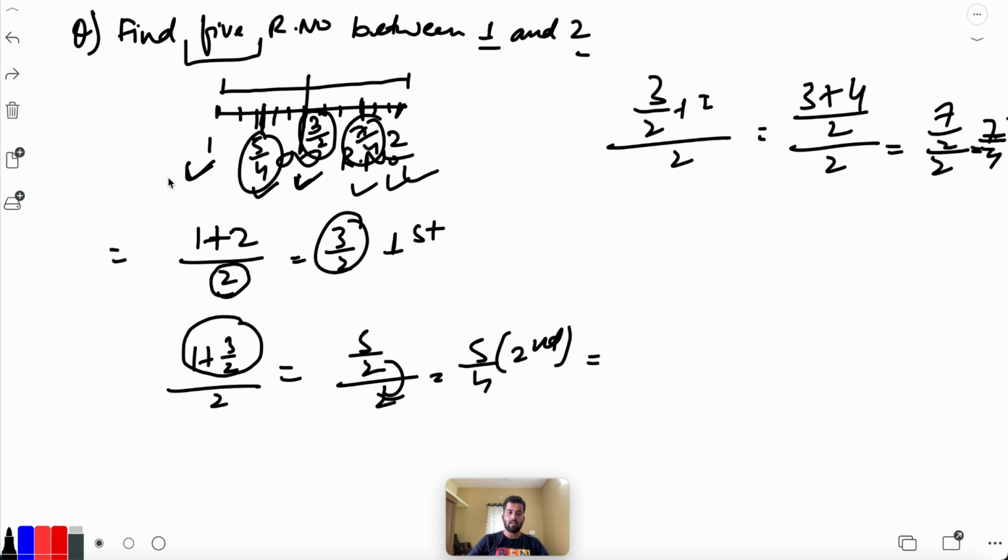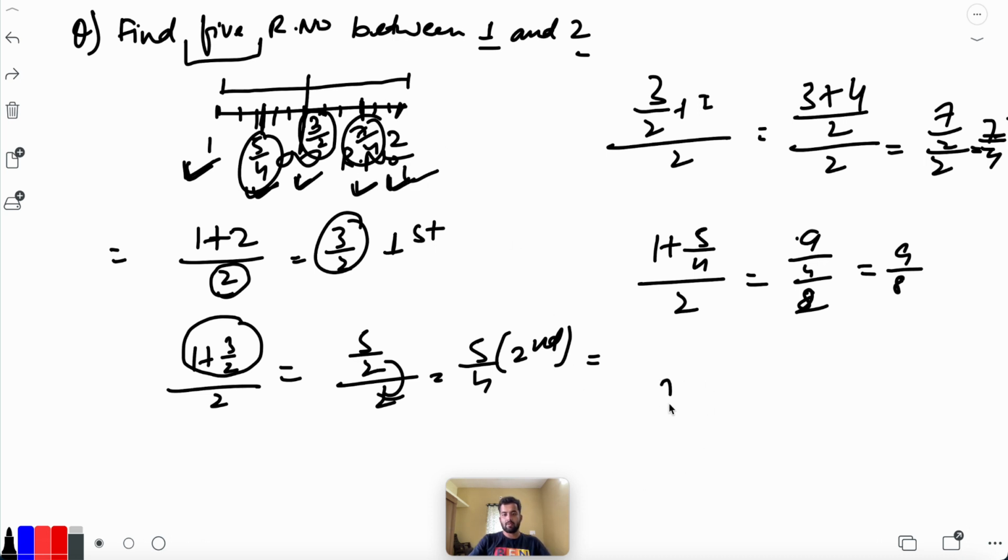Third one we got. Now take 1 and 5 by 4. You can take anything, I'm just taking randomly, okay? Now after taking, you will get 9 by 8. We got the fourth one. And now I will take 7 by 4 and 2. So 7 by 4 plus 2 by 2. Now this one will be 15 by 4 by 2, and the last is 15 by 8.